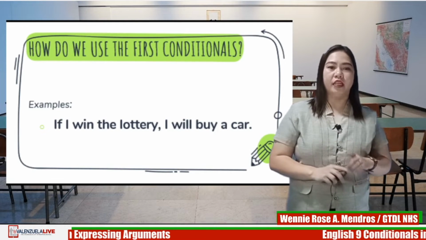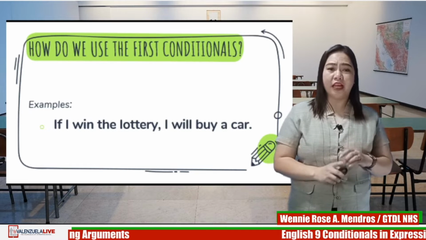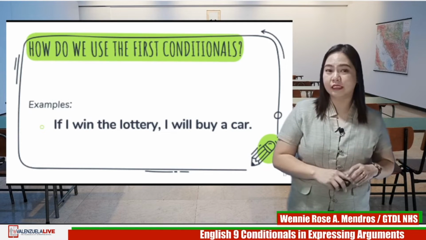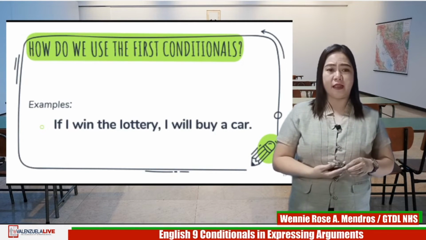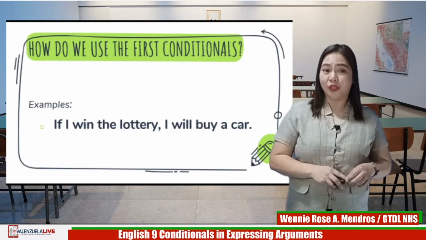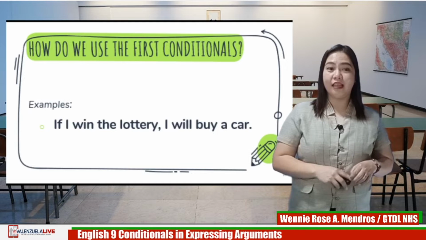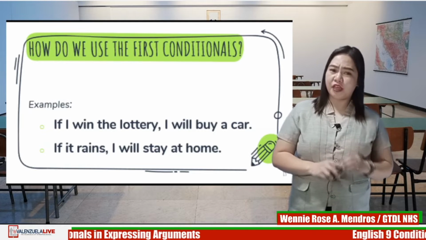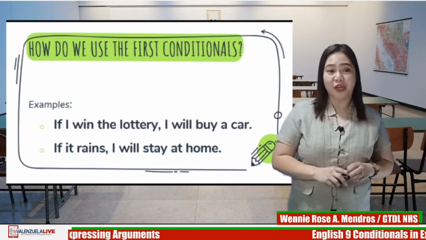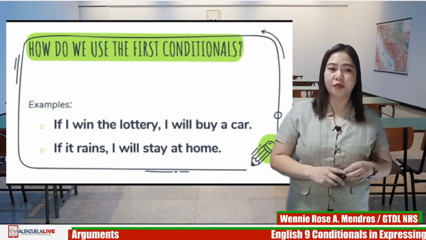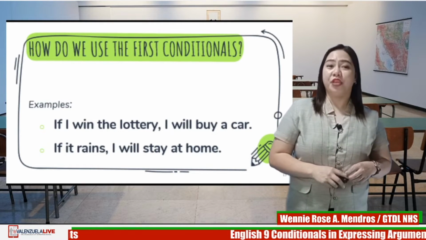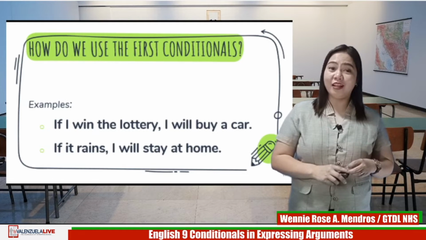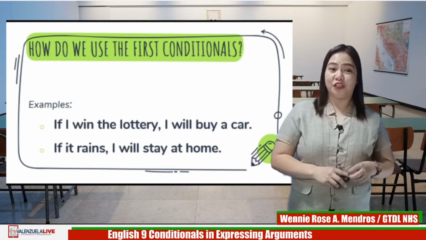Another example. It is early in the morning, you are at home, and you plan to go for an outdoor exercise this afternoon. Let's say you want to go for a walk, but there are some dark clouds in the sky. Imagine that it rains. What will you do? You can say, if it rains, I will stay at home. Notice that we are thinking about the future condition. It is not raining yet, but the sky is cloudy and you think it could rain. So, we use the simple present tense to talk about a possible future condition, and we use will plus base verb to talk about future result.